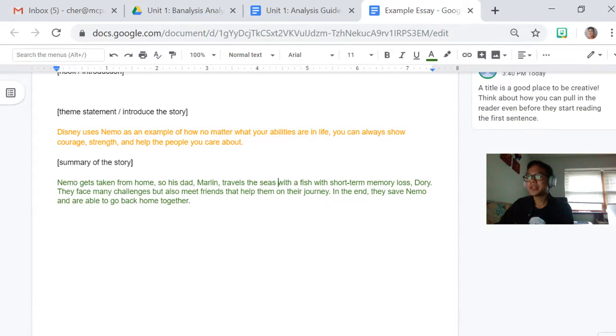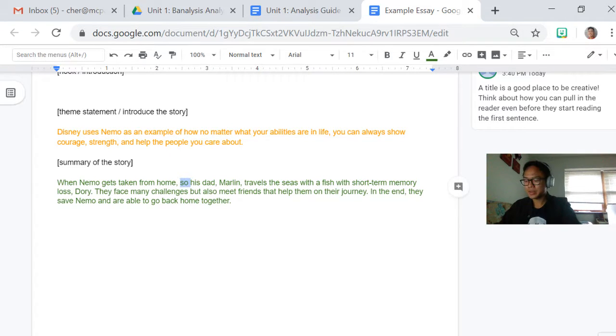Something else I'm noticing is I talk about Nemo right here, and then I talk about Nemo down here, but I don't really have a transition between these two sentences. So I think I'm going to add just the word when right here. So when Nemo gets taken from home, his dad, Marlin, travels the seas with the fish with short-term memory loss, Dory. They face many challenges, but also meet friends that help them on their journey. In the end, they save Nemo and are able to go back home together. Okay, I think that sounded fine to me.